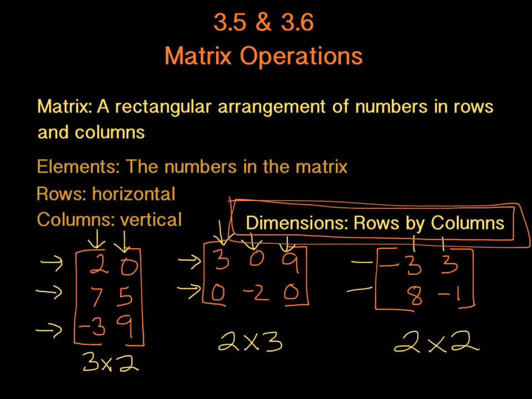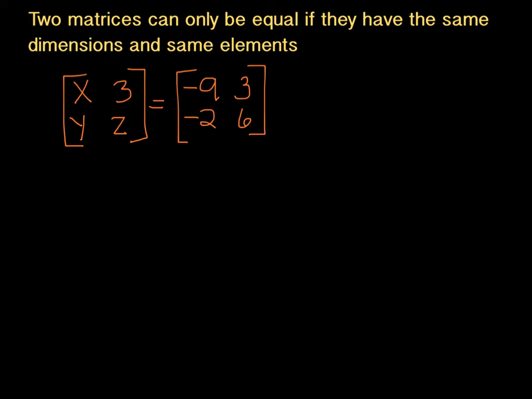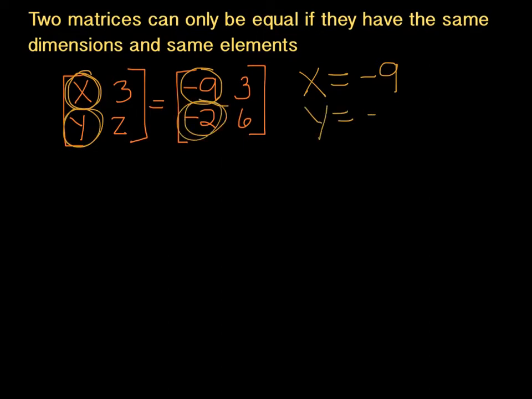All right, so 2 matrices can only be equal to each other if they have the exact same dimensions and the exact same elements. So if I were to set something up like this, you could tell me, well, then x has to be -9, and y has to be -2, and z has to be 6, and then 3 does equal 3. So this is equal now.